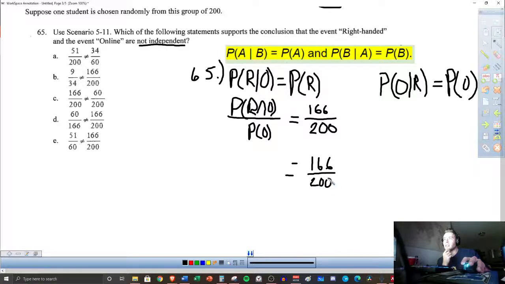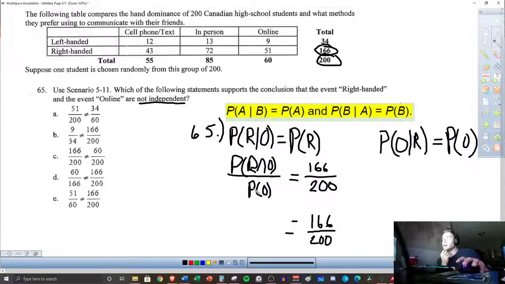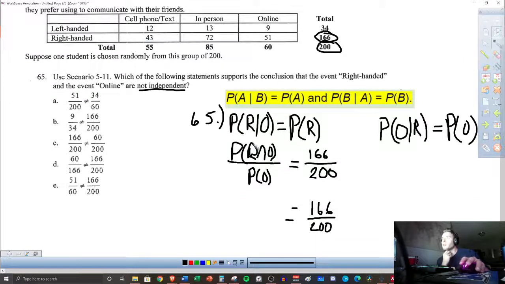And let's go ahead and create the other one. So what's our right-handed and online? So that's 51 people. How many people are online? 60.